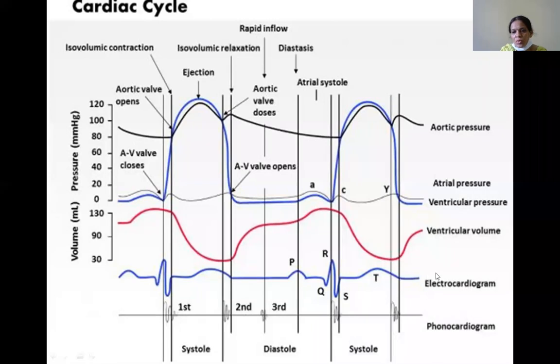Okay, so the T wave in the ECG: P wave at atrial systole, QRS during ventricular depolarization, T wave during ventricular repolarization. So this is the electrocardiogram, this is the ventricular volume, this is the ventricular pressure, and this is the aortic pressure.